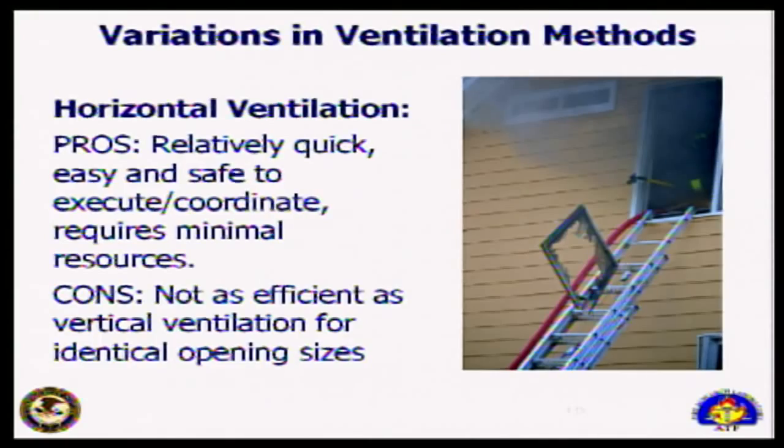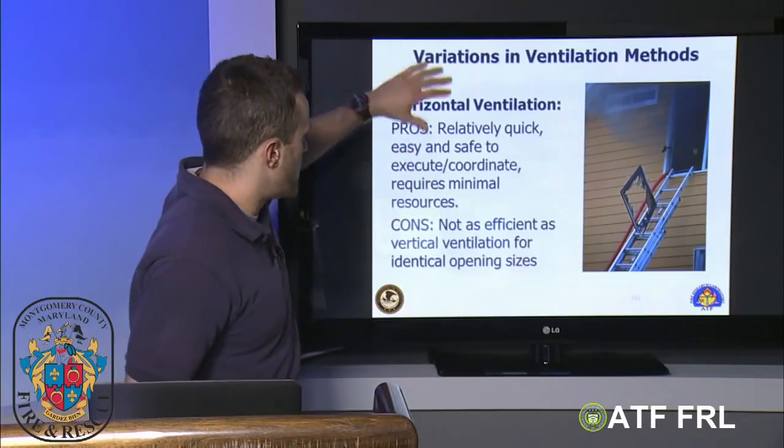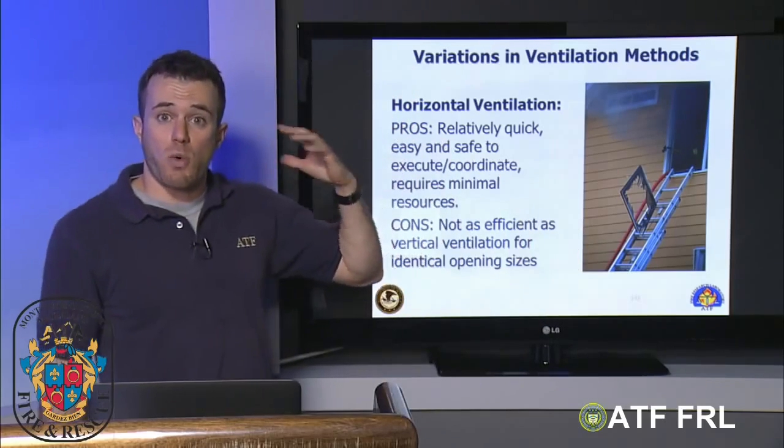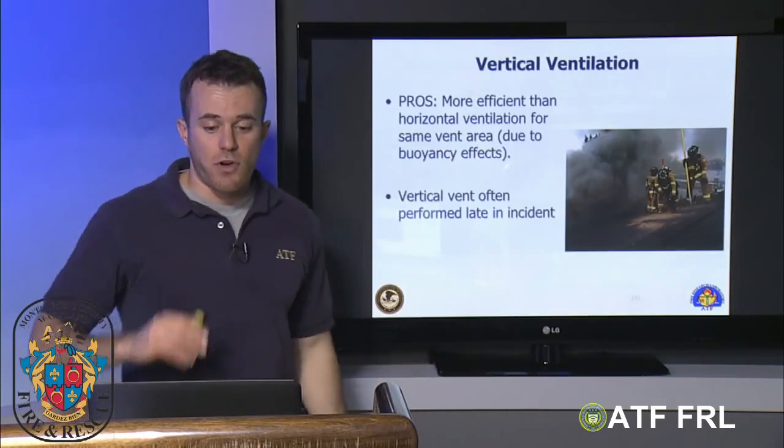Horizontal ventilation. What are the pros of horizontal ventilation? It's relatively quick. What do we mean by that? One person can do it within a short period of time, either from inside or outside of the structure. Because it's relatively quick, it's easy to coordinate, and it's safer. It requires minimal resources. One person can do it. What are the cons? Well, because the opening is in a wall, it's not as efficient as vertical ventilation for the identical opening size. So horizontal ventilation is good because it's easier to coordinate, especially on a 1 or 2 story house.